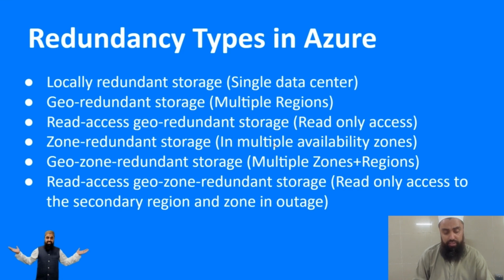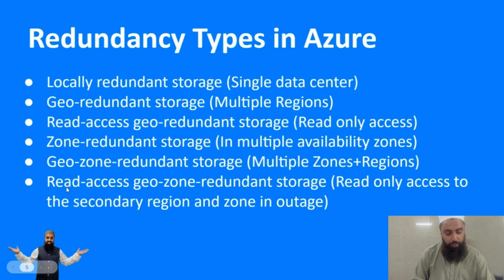Zone redundant storage means that our data would be in multiple availability zones. Geo-zone redundant storage is the most highly available, most durable, and most redundant storage type in Azure because it combines geographical locations. It means there would be two regions and there would be two or more availability zones. There would be multiple zones and multiple regions.